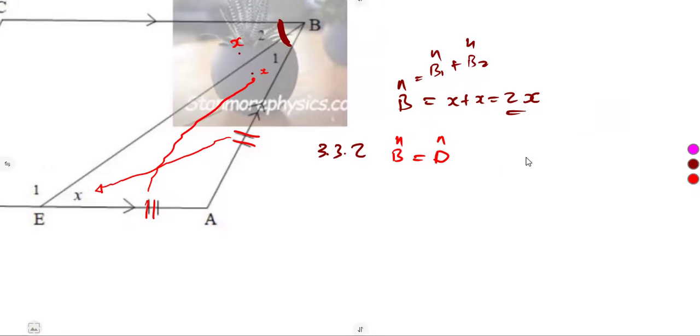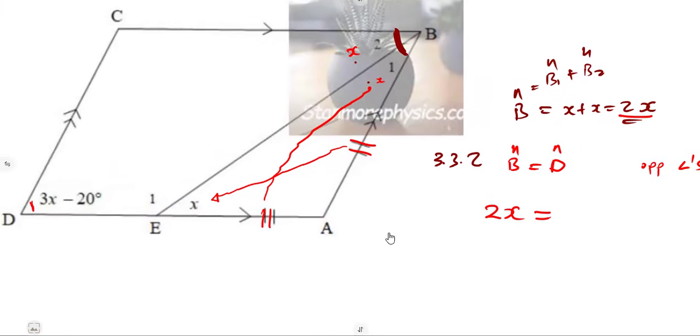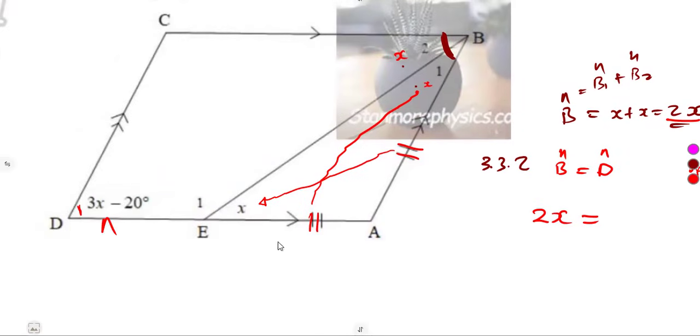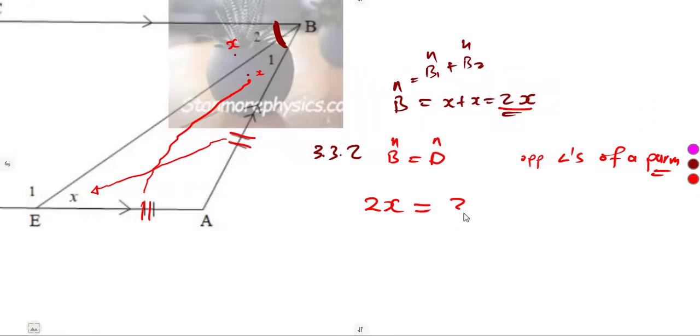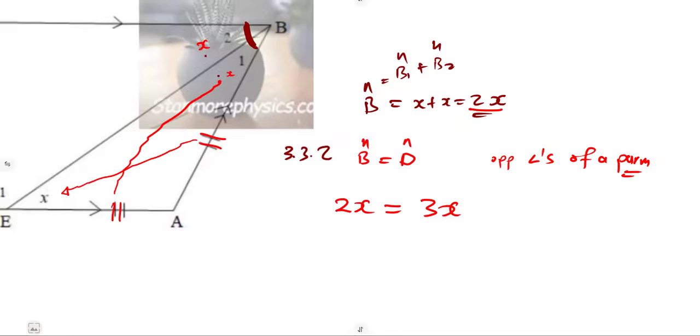In a parallelogram, opposite angles are equal. So that's the angle at B, X plus X, which is 2X, must be equal to the angle at D, 3X minus 20 degrees.